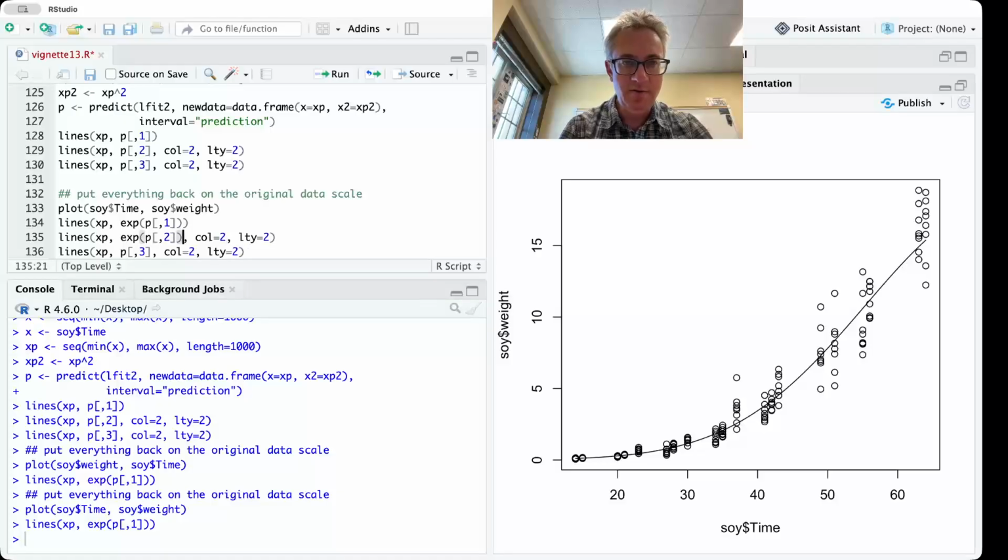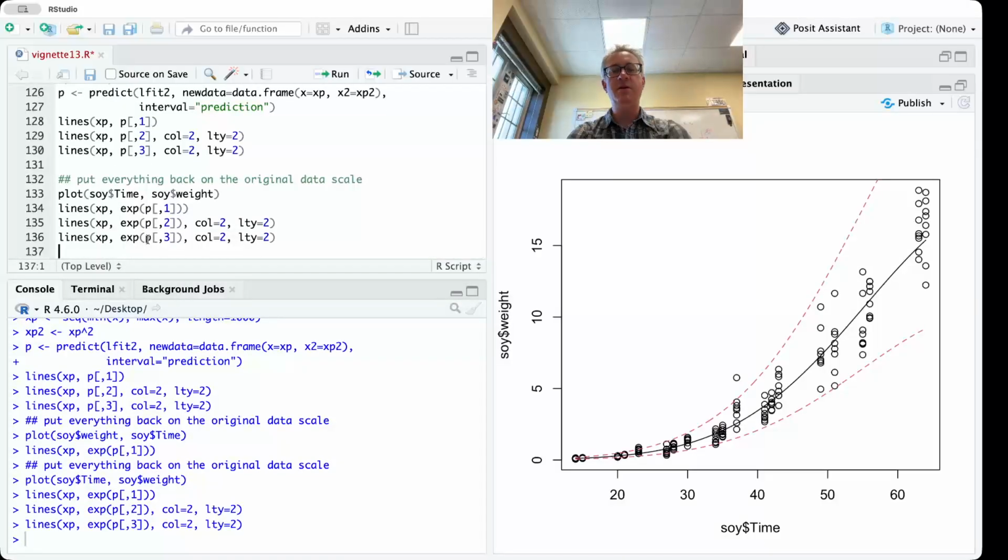I can grab these two as well and exponentiate the predictions to put them back on the original scale of the data and get these really nice prediction intervals, and I get all the benefits of having transformed with the logarithm and back transformed with the exponential. I'll never predict a negative weight, because negative weights don't make any sense, and I get really nice nonlinear predictions. So I've combined two things into this analysis. I use transformations through the logarithm of y, and I've used polynomials through powers of x.